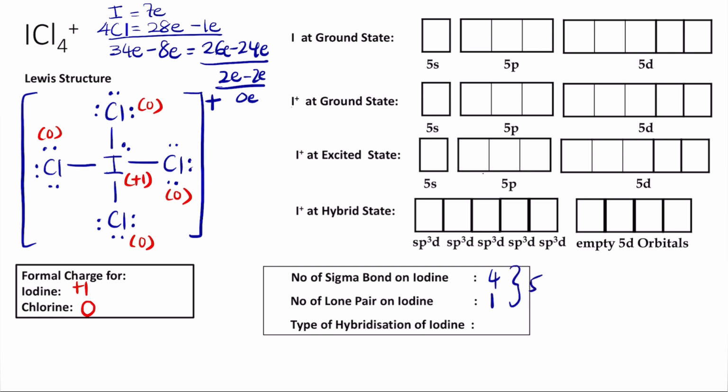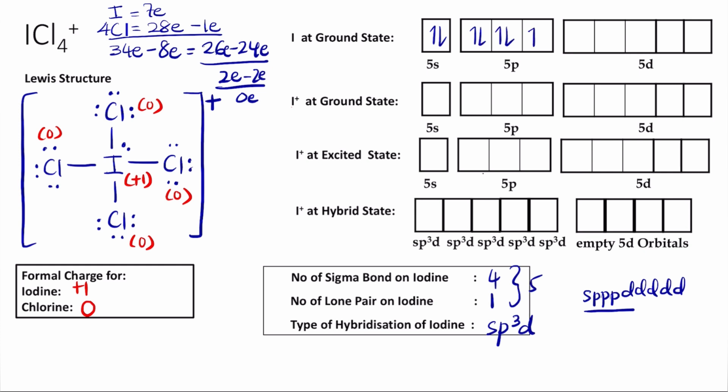Kalau belum ingat, kita ada s, p, p, ada 5d. Saya akan guna 5 sahaja. So, daripada s, p ada 3 dan 1d. So, dia akan jadi sp3d. And now, we are going to determine the hybridization process. Iodine at ground state, kita ada 7 valence electrons in period 5. So, saya ada 1, 2, 3, 4, 5, 6, 7.